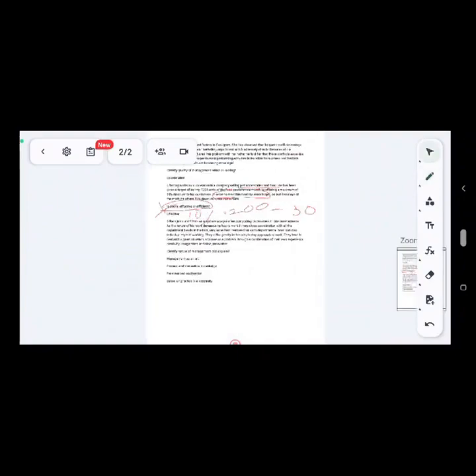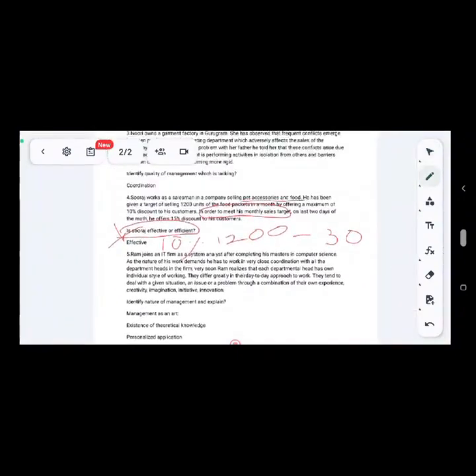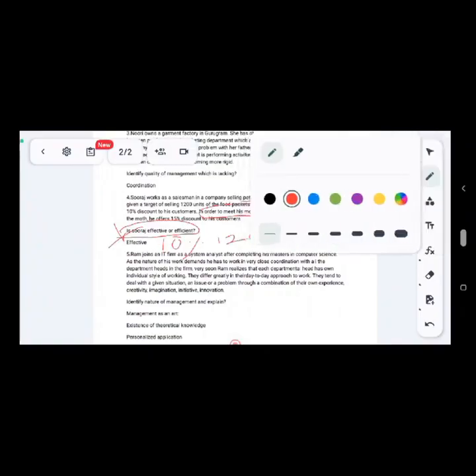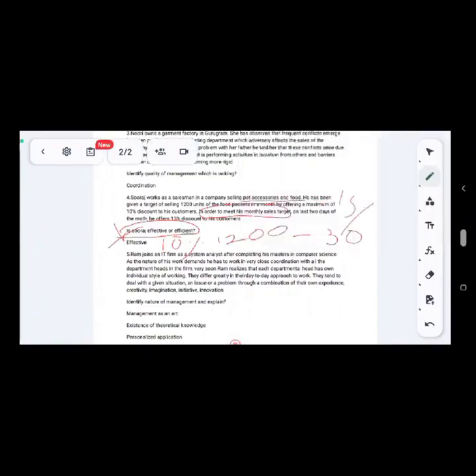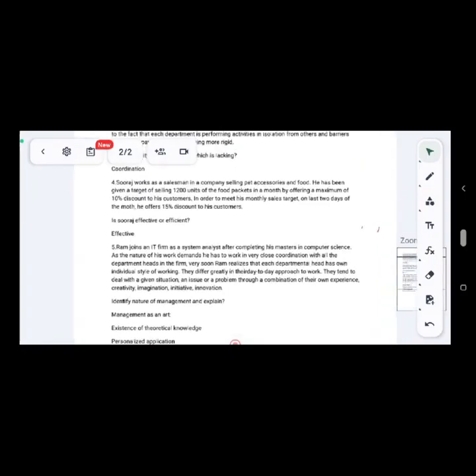Moving next, we have the last question. Ram joins an IT firm as a system analyst after completing his master's in computer science. As the nature of his work demands, he has to work very closely with all the department heads in the firm. Very soon, Ram realizes that each department has its own style of working. They differ greatly in their day-to-day approach to work. They tend to deal with a given situation, issue or problem through a combination of their own experience, creativity, imagination, and innovation.